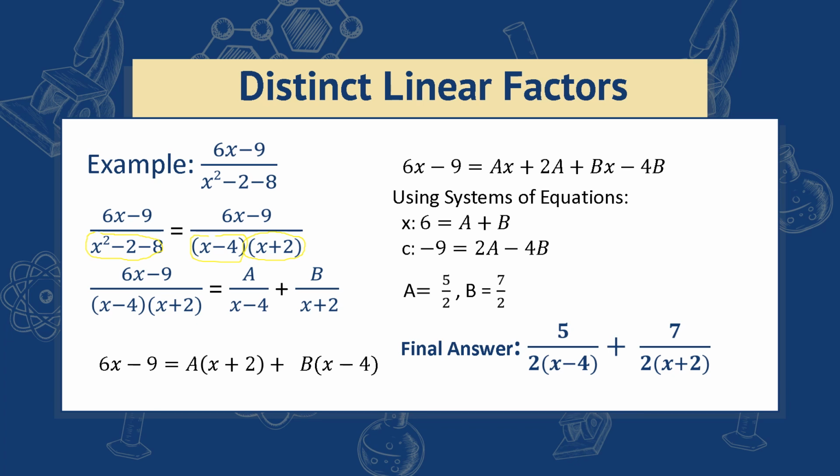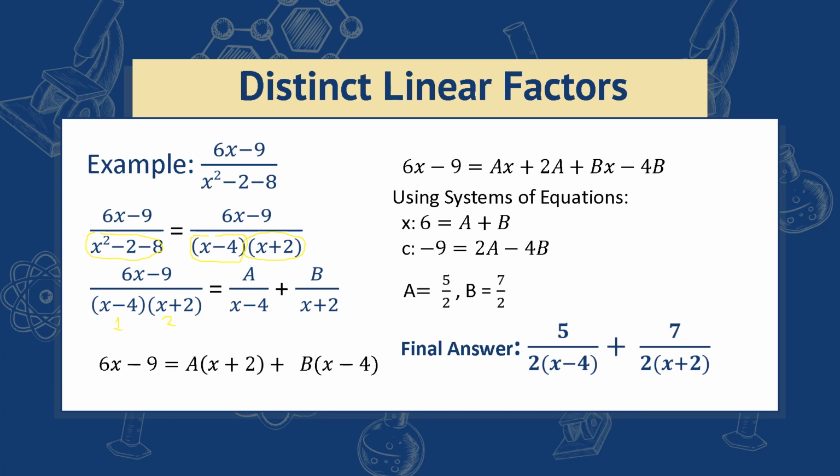So now that we have our factored denominator, we could see that there are two distinct linear factors, 1 and 2. So for each linear factor we have, we'll make the form A divided by ax plus b happen. So 6x minus 9 divided by the quantity of x minus 4 times x plus 2 would be equal to A divided by x minus 4 plus B divided by x plus 2. So since we have two linear factors, we would have two simpler fractions.